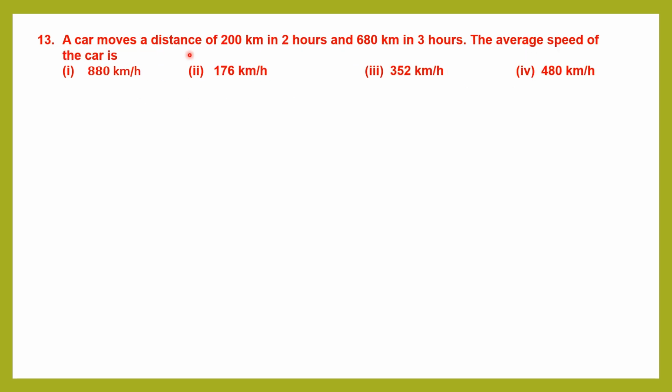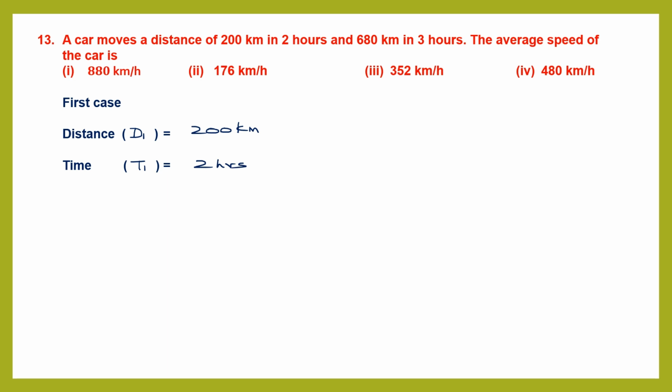Question 13. A car moves a distance of 200 kilometers in 2 hours and 680 kilometers in 3 hours. The average speed of the car is what we need to find out. So here we have in the first case. So this is the first case, and then we have the second case here. So in the first case, what is the distance? That means distance 1 is 200 kilometers. And what else is given to us? Time is given to us. So time 1 is 2 hours.